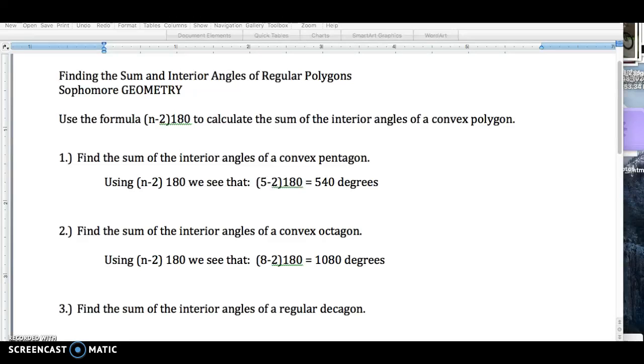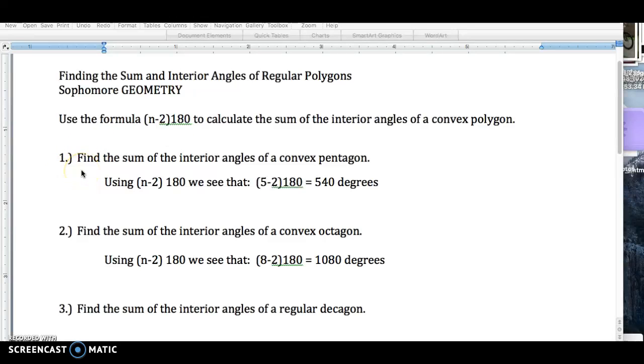This will calculate the sum of the interior angles of any convex polygon. It can be regular, it can be non-regular, it doesn't matter, but n minus 2 times 180 is the heart of this lesson. So we're going to apply this formula. So take a look at number 1 down below.